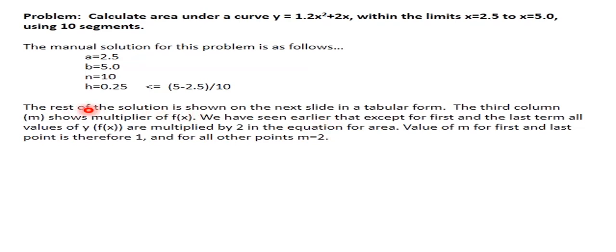The solution shown on the next slide is in tabular form, so this is basically Excel form. The third column shows m, which is the multiplier. So what is the multiplier? Multiplier is the value by which the terms of f of x are multiplied. If you remember the equation, the values of y or values of f of x were multiplied by 2, except for the first and last value. So we have seen earlier that except for the first and last term, all values of y, that is f of x, were multiplied by 2. This has been taken care of by using a separate column for m, where the value of m is equal to 2 for all strips except the first and last strip.